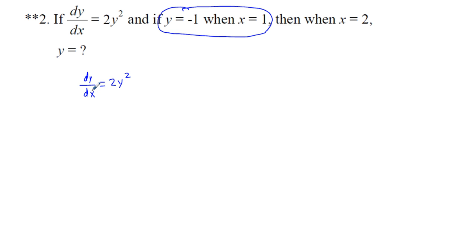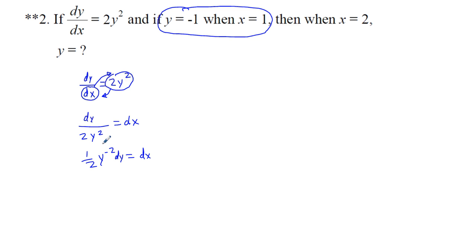So what we're going to do is a switcheroo. We're going to take this dx and multiply it out here, and we're going to take this 2y squared and divide the other side. So working below, we have dy over 2y squared is equal to dx. So what we have is 1/2 y to the negative 2 power dy equals dx. So we've done our separation.